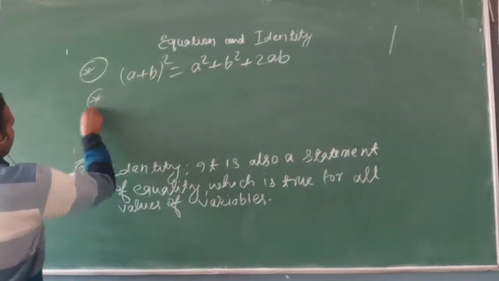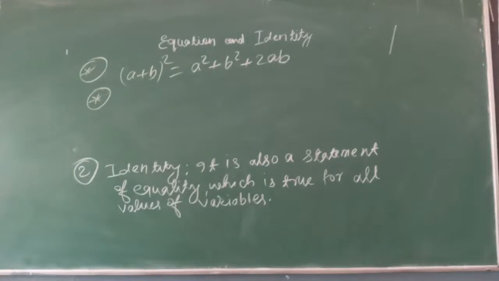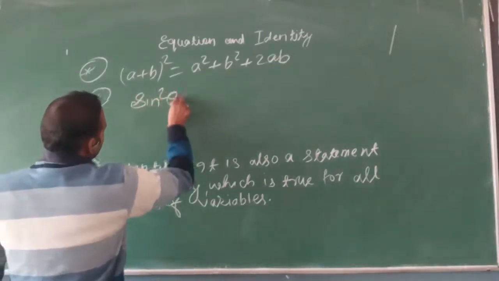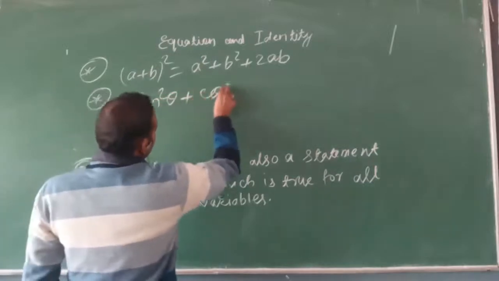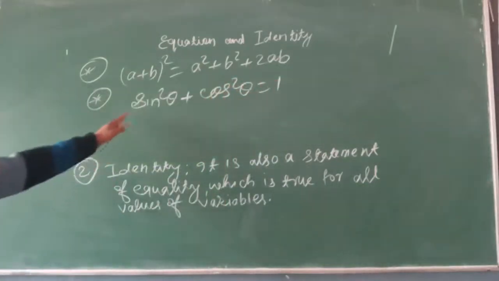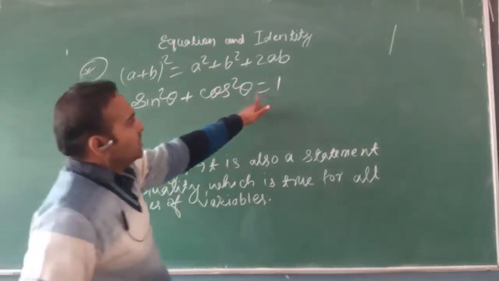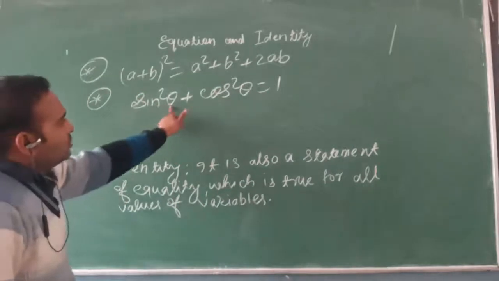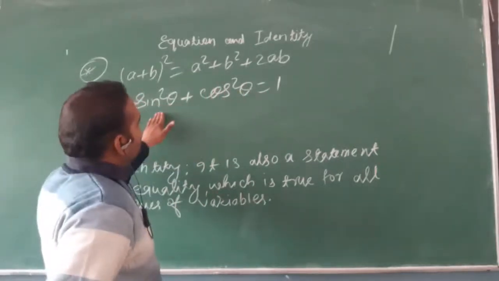The next identity is in trigonometry, like sin square theta plus cos square theta equal to 1. This is also an equation because it is a statement of equality, and this is true for all values of theta. So this is an identity.